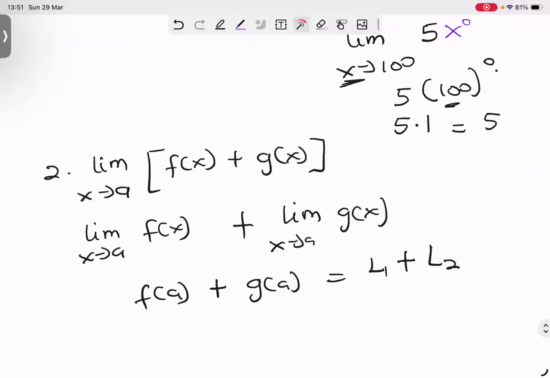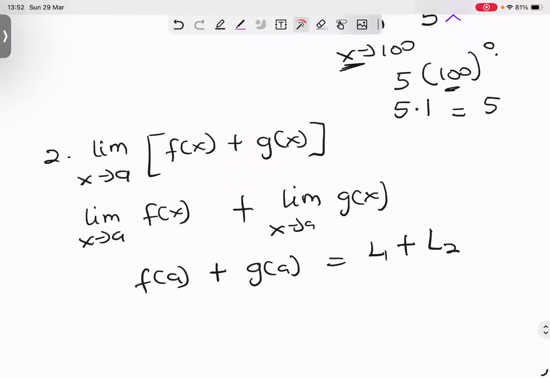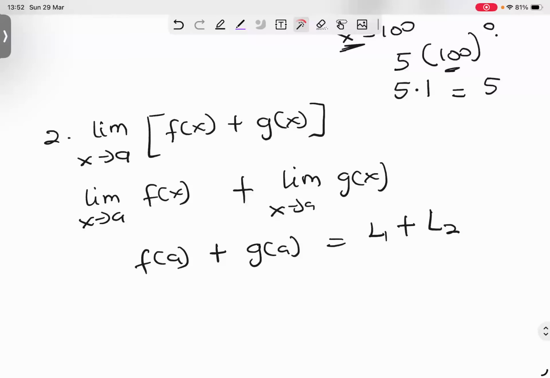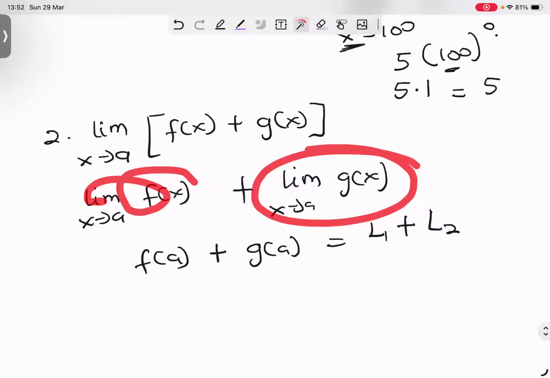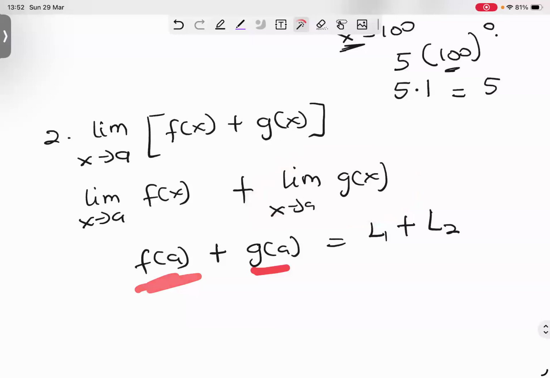If there are multiple functions that you're trying to find the limit of, and the operator between the functions is the summation operator, then one of the properties of limits is that you are allowed to separate the functions and apply the limit on the functions individually: evaluate the first function, evaluate the second function. The answers that you get, you sum them.